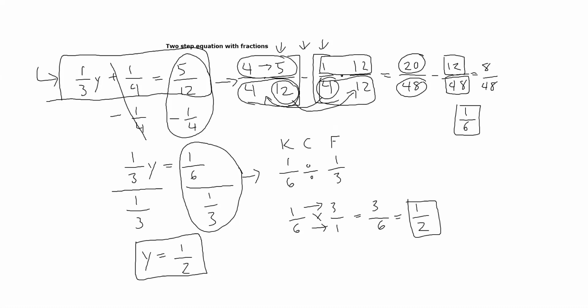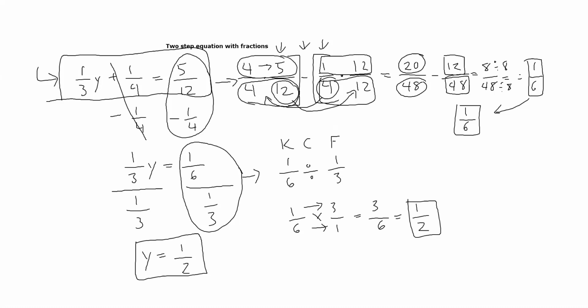In other words, 20 minus 12, which gives me 8, right? 8 divided by 48, I can divide the top and the bottom by 8 because they're factors. And that just means that 8 divided by 8 is 1, and 48 divided by 8 is 6, which means I have 1/6. In other words, 5/12 minus 1/4 is equal to 1/6.